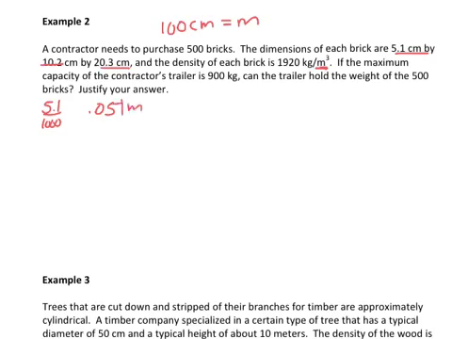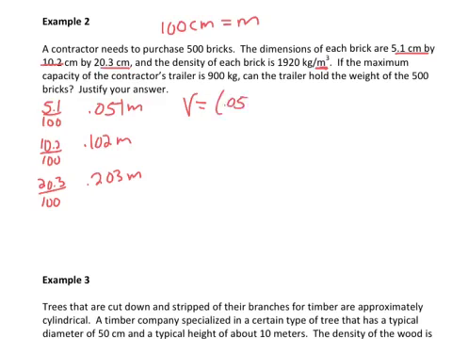So that's going to give me 0.051 meters. And then the next dimension is 10.2, and I put 1,000 there. It's supposed to be 100. 10.2 divided by 100, that's 0.102 meters. And then 20.3 divided by 100, that's going to be 0.203 meters. So now I have my brick dimensions in meters.